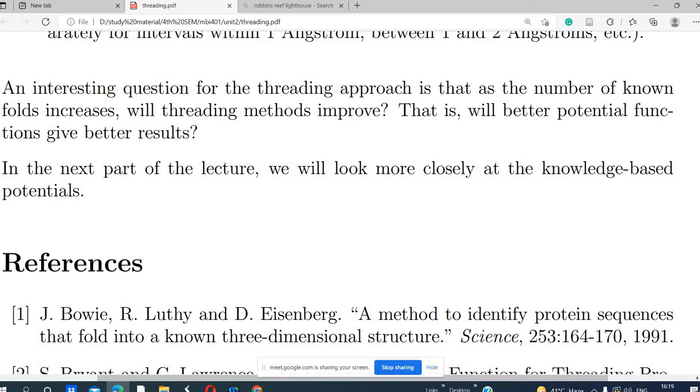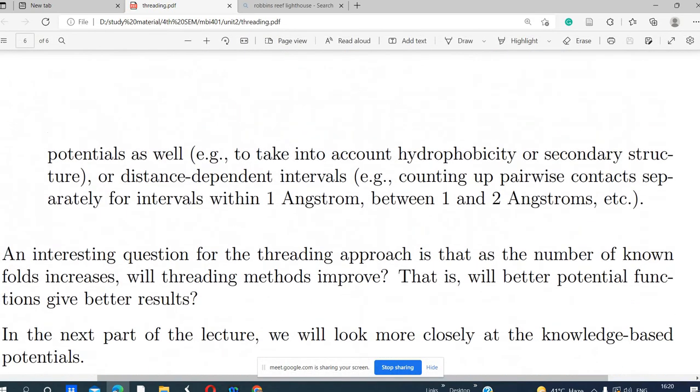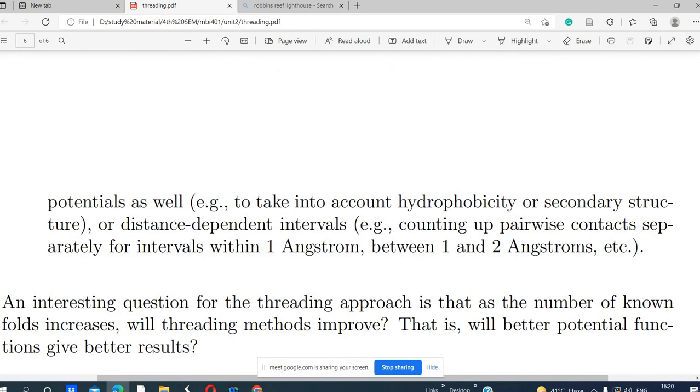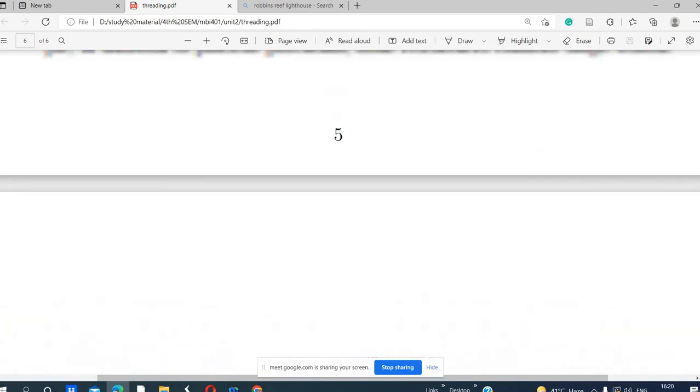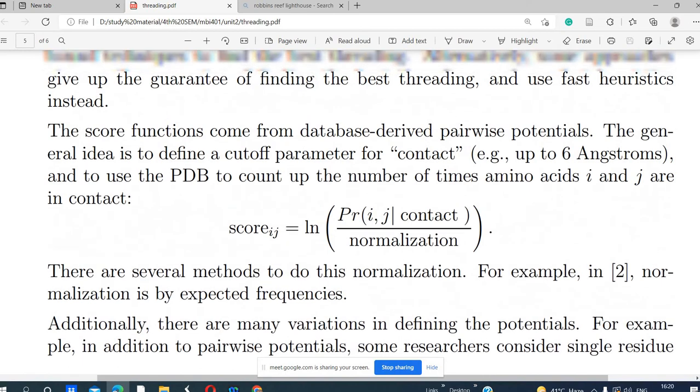An interesting question for the threading approach is: as the number of known folds increases, will the threading method improve? It may improve, because if the number of known folds increases, then whatever unknown sequence we have may share similar identity with those. All the different sequences may have similar fold structures. So in the last method, counting pairwise interaction is important.